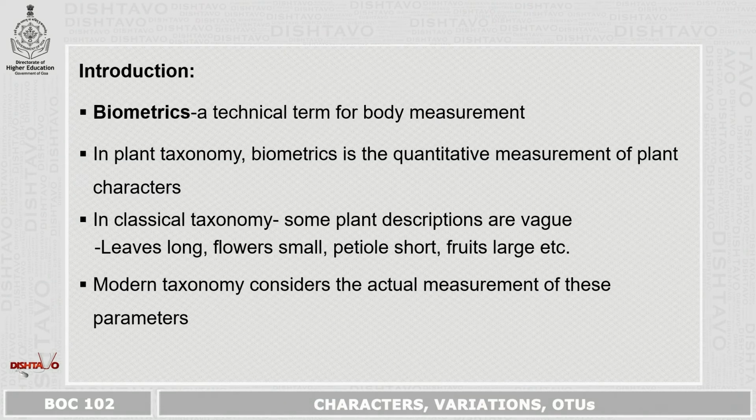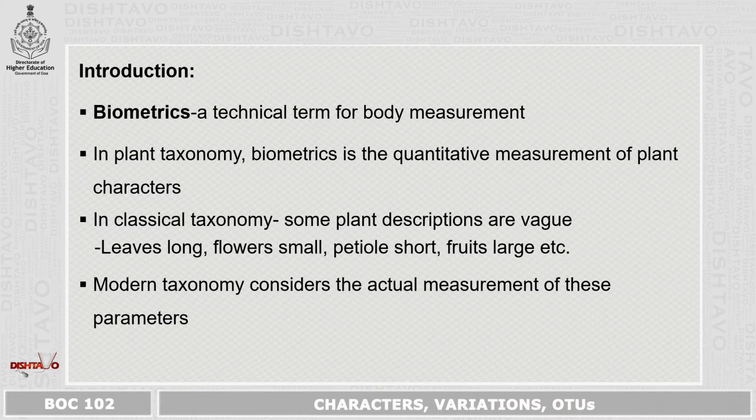So in day-to-day life, you might have heard or always you will be coming across the word biometrics. There will be a biometric machine in the office, everywhere you will find. These are the instruments which are used to identify people based upon certain physical characteristics of human beings. Biometrics is a technical term for body measurements. In plant taxonomy, biometrics is the quantitative measurement of plant characters.